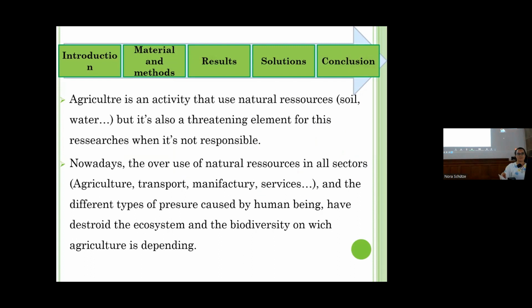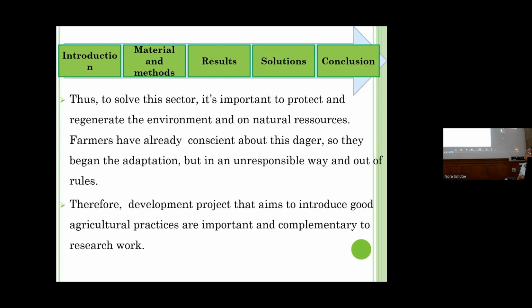So agriculture is an activity that uses natural resources, but it's also a threatening element for these resources when it's not responsible. Nowadays, the overuse of natural resources in all sectors like agriculture, transport, manufacturing, etc., and the different types of pressure caused by human beings have destroyed the ecosystem and the biodiversity on which agriculture depends. Thus, to solve this, it's important to protect and regenerate the environment and natural resources. Farmers are already conscious of this danger, so they began the adaptation, but in another, irresponsible way and out of rules. Therefore, development projects that aim to introduce good agricultural practices are important and complementary to research work. And thank you.